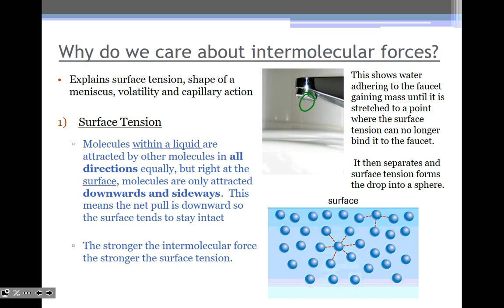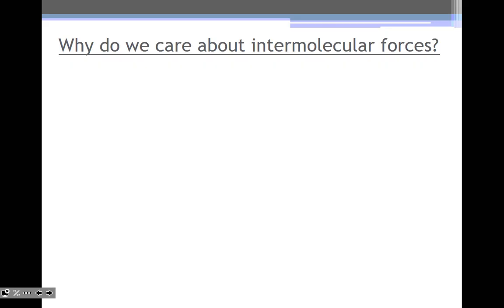Okay, this shows water adhering to the faucet, gaining mass until it's stretched to a point where the surface tension can no longer bind to the faucet. It then separates and surface tension forms, and it drops into a sphere.